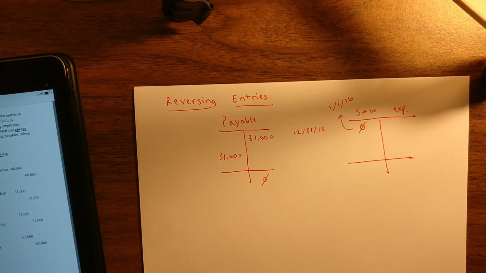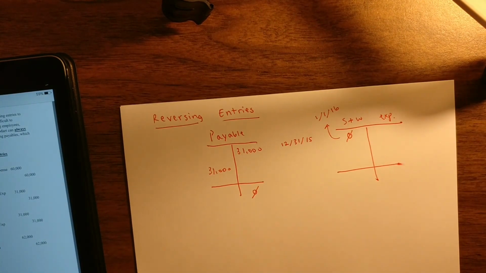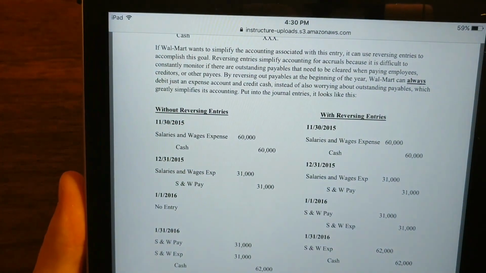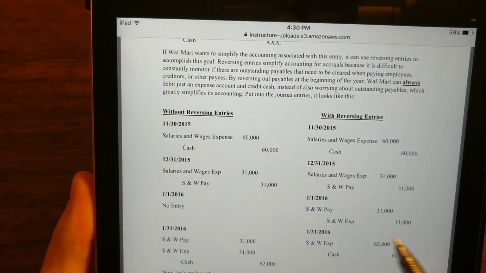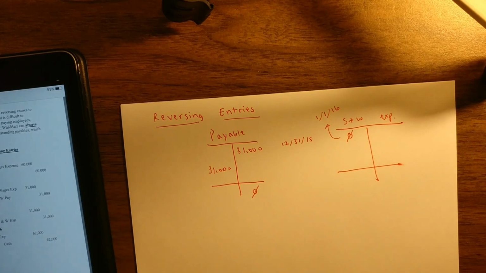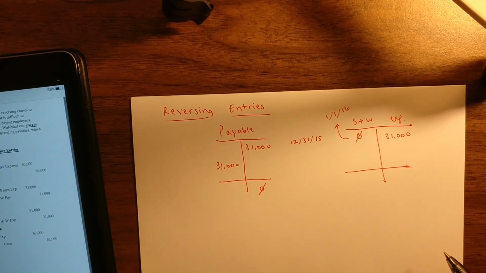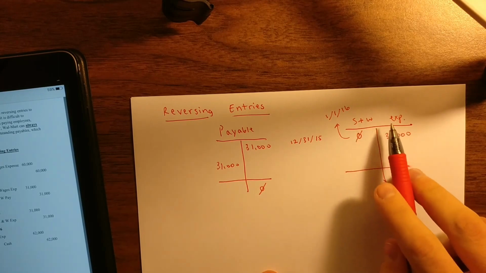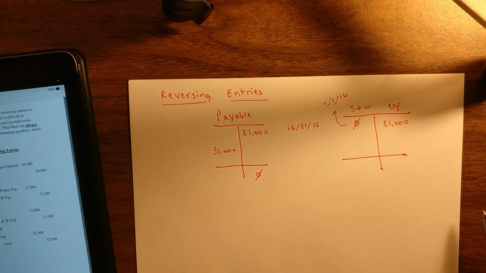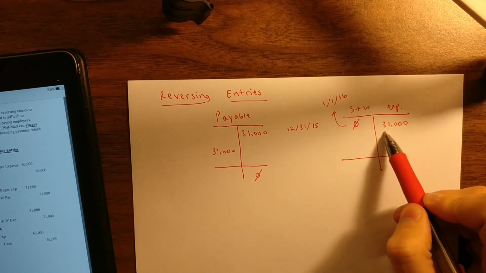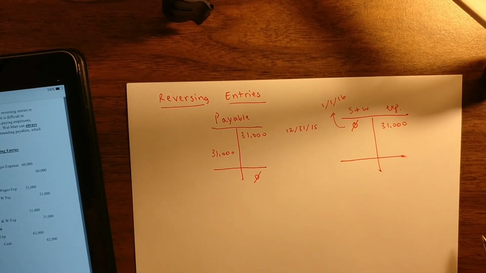1/1/2016. That means that in the journal entry right here, we credit the salaries and wages expense for $31,000. What I mean by making it go negative is loose terminology, but it means that normally these expense accounts have a debit balance, and now we're making it have a credit balance.